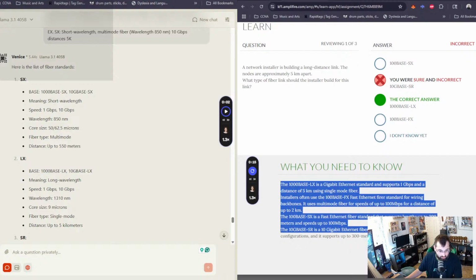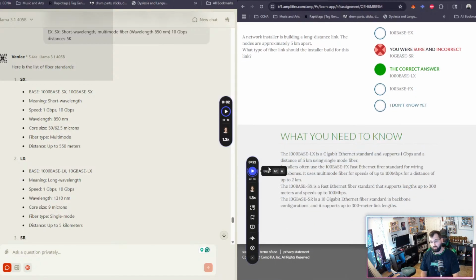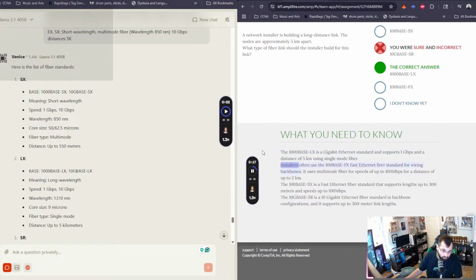Okay, let's see what this has to say. The 1000BASE-LX is a gigabit Ethernet standard and supports 1 Gbps and a distance of 5 kilometers using single-mode fiber. Installers often use the 100BASE-FX fast Ethernet fiber standard for wiring backbones. It uses multi-mode fiber for speeds of up to 100 Mbps for a distance of up to 2 kilometers. 2 kilometers right there, FX. Okay. The 100BASE-SX is a fast Ethernet fiber standard that supports lengths up to 300 meters and speeds up to 100 Mbps. So no, it doesn't have this.